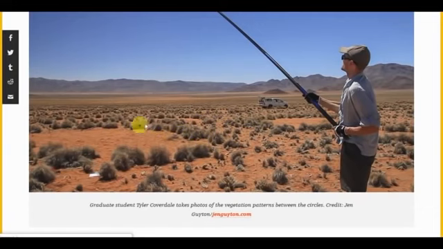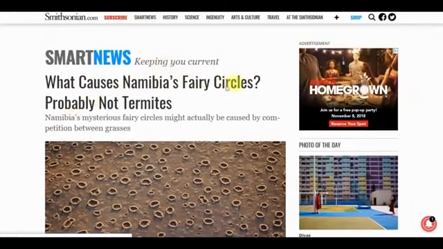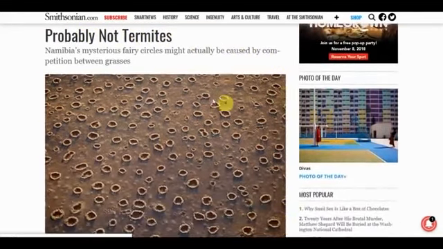And what they speculated here was that these are all caused by termites. And there was a paper written on it and everything, and I saw a documentary literally talking about it and saying that they figured it out. It was colonies of termites forming these. But then there was another more recent study that came out, and they're saying that these fairy circles are probably not caused by termites, but instead by grasses that are competing with each other for water.